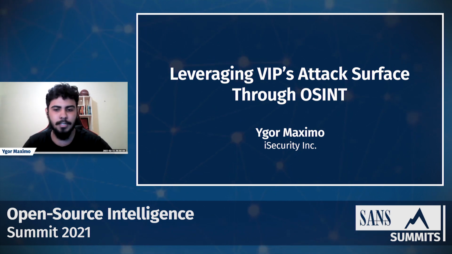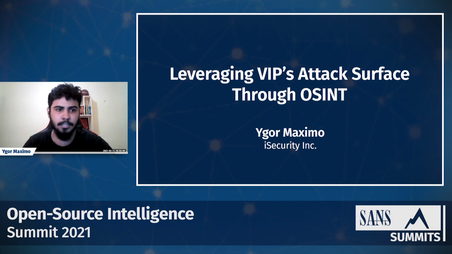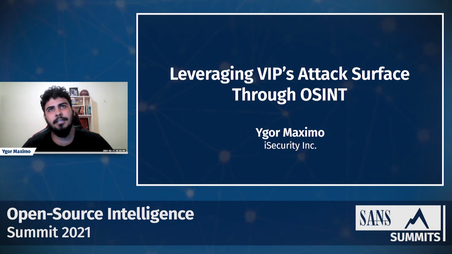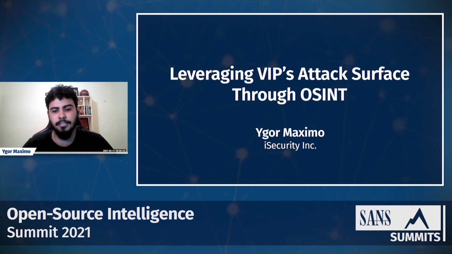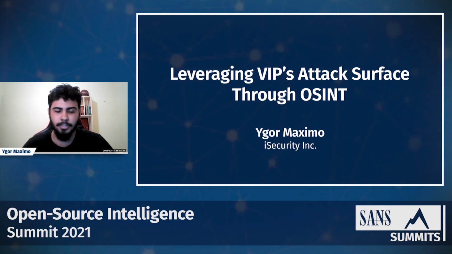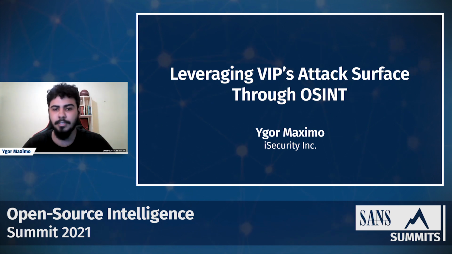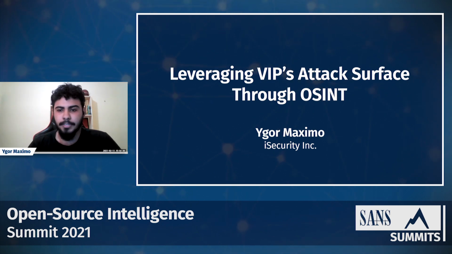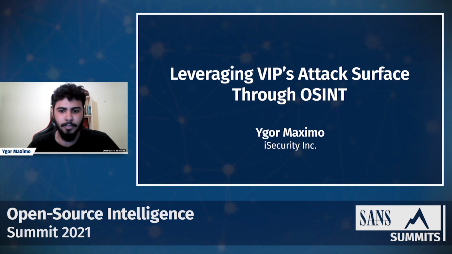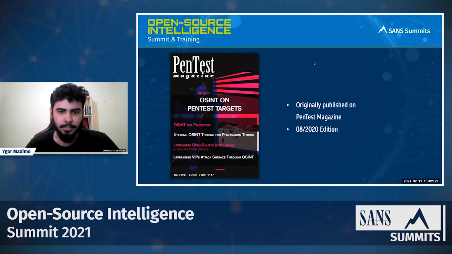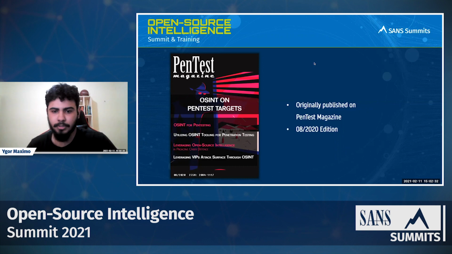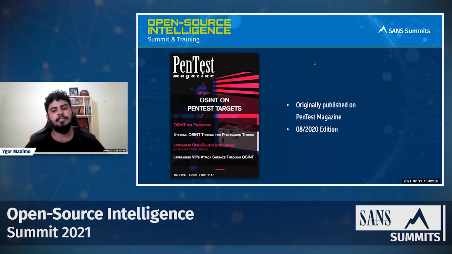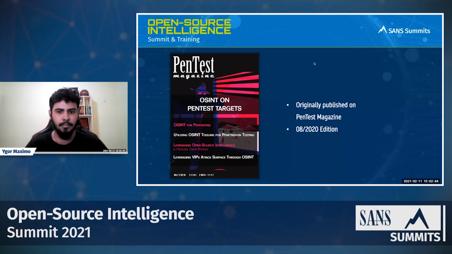So first of all, before we start, I like to define what an attack surface is. Basically, the attack surface is all the possibilities an attacker can use to leverage and breach a company or a person. And I'll be talking about gathering this kind of data from open source data sources. This talk is based on an article that was originally published in Test magazine last year, so it's just a video version of the article. I added some things and I removed some other things, and I'm giving this talk right now.